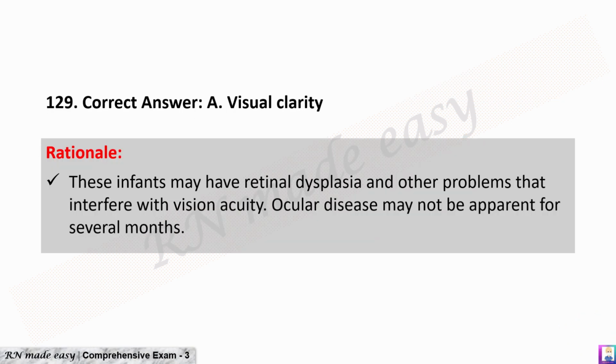The correct answer, A. Visual clarity. Rationale. These infants may have retinal dysplasia and other problems that interfere with vision acuity. Ocular disease may not be apparent for several months.